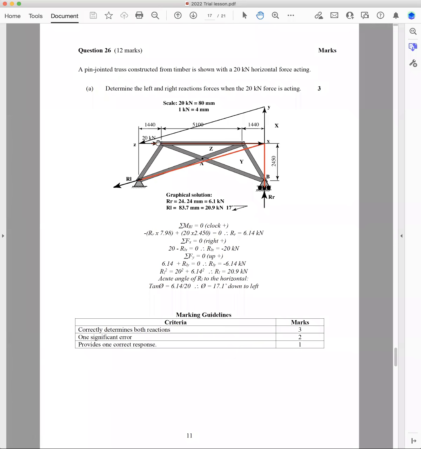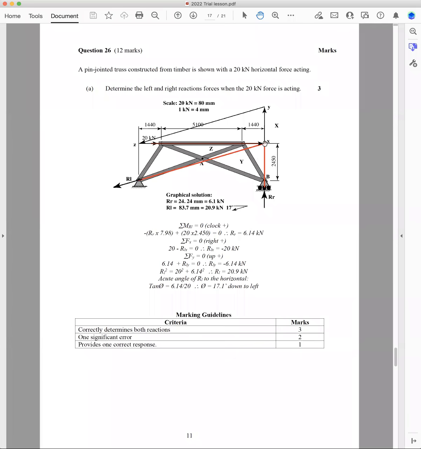Put your scale in. There's your known force, and you draw that to scale. That force is ZX. There's the Z, there's the X. The next force going clockwise is this force here, which is XY.